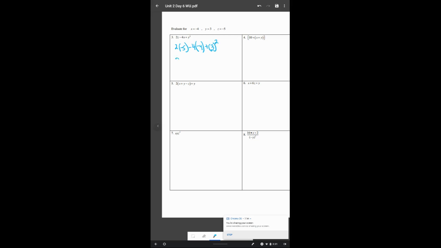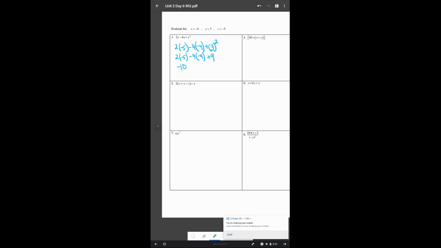So we'll do that one first. 3 squared gives me 3 times 3, which is 9. And then we're supposed to do multiplication and division from left to right. So we can multiply these two in the front here, and that gives me -10.